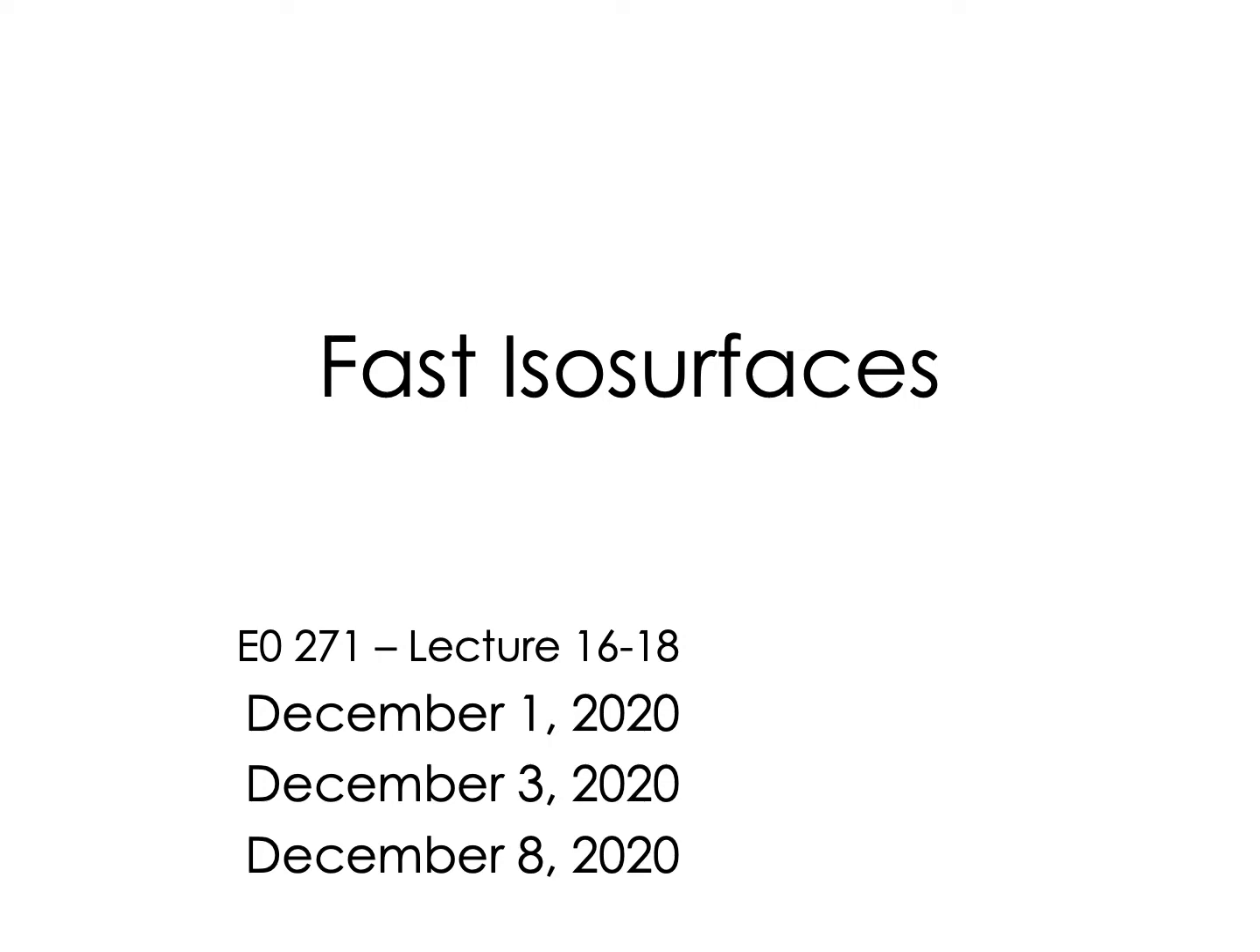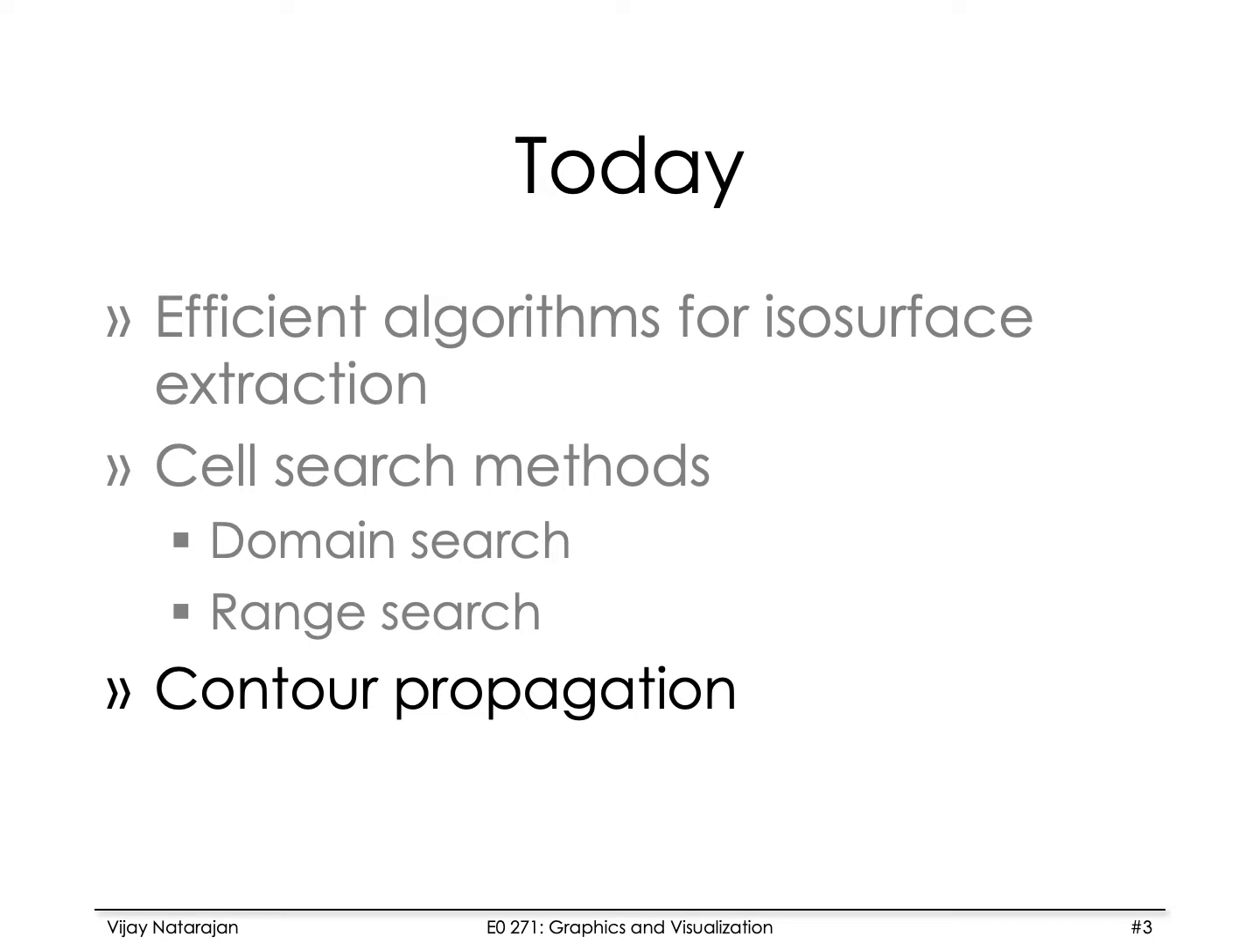In this third part of our discussion on fast isosurface extraction, let's talk about an approach called contour propagation. In the previous discussion, we looked at algorithms that used a cell search approach either in the domain or in the range. The approach that we are going to talk about today closely follows from the observation that the isosurfaces are connected.